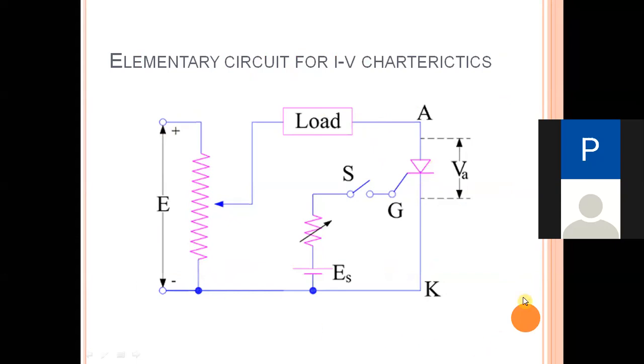This is the elementary power circuit considered for studying the 3 modes of SCR, that is reverse blocking mode, forward blocking mode, and forward conducting mode. Coming to this circuit, as we need to study the SCR provided with anode, cathode and gate, we need to provide the power for this anode and cathode. That power is provided to the SCR by means of a voltage source with a magnitude of E.